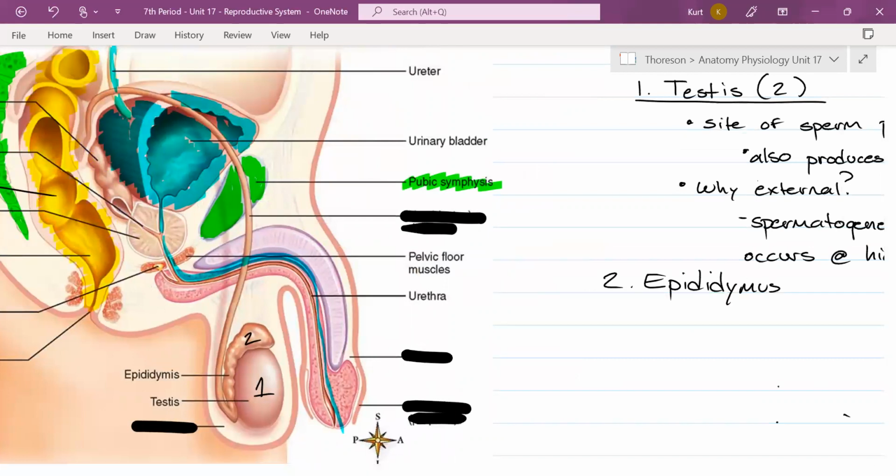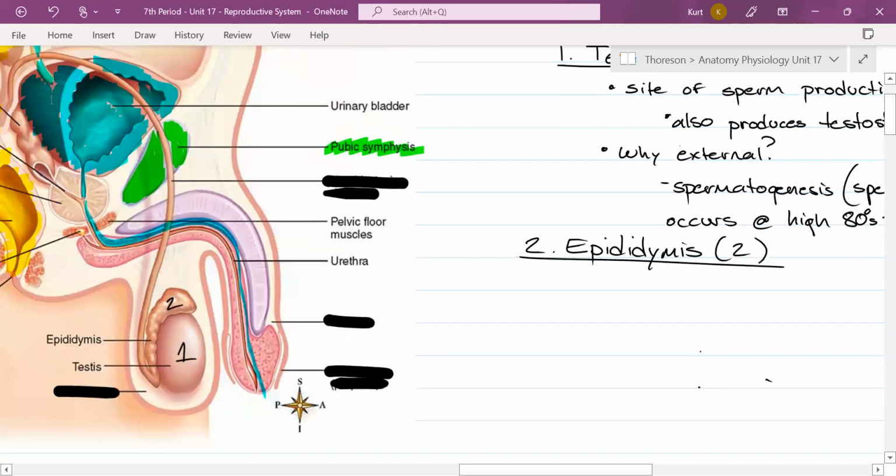You have one on each testicle, so there are 2 of them. And this one's really easy. This is where sperm cells mature.